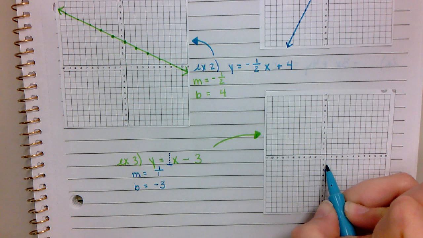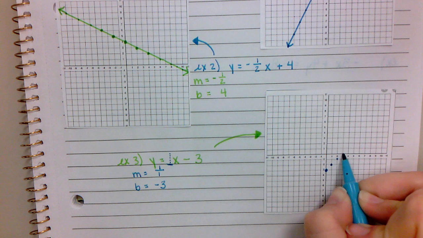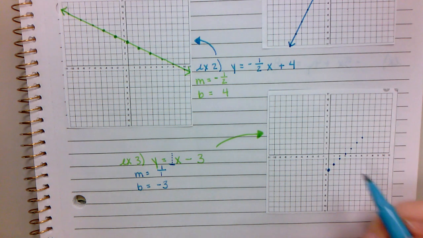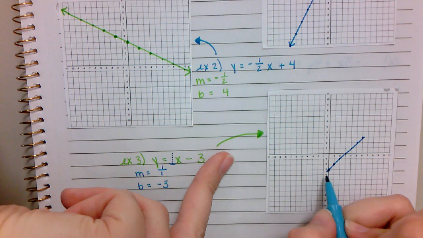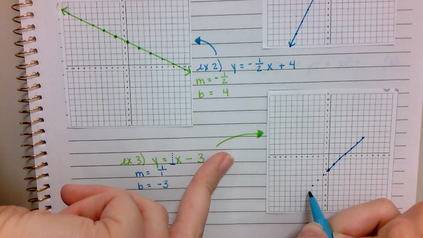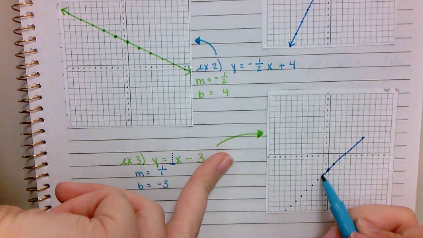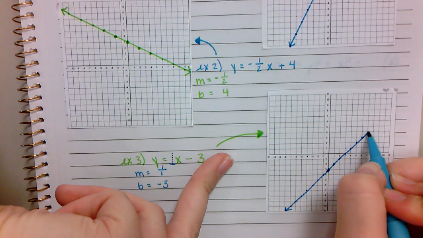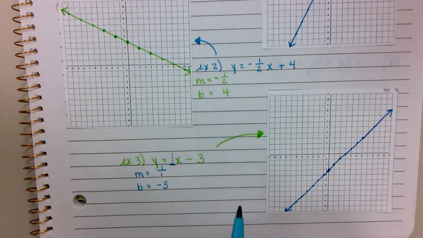So rise 1, and a positive on the x-axis is running to the right. Put a dot. So I'm just going to keep going up 1, over 1, up 1, over 1, up 1, over 1, over and over and over. Like that. And there's your linear equation.